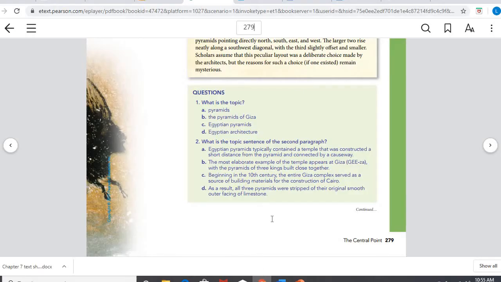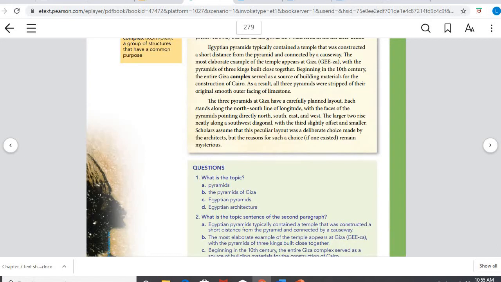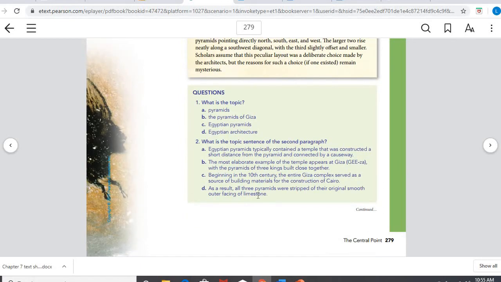All right, number 1, what is the topic? Our topic of all 3 of those paragraphs, yes, there are pyramids, but more specifically, they are the Egyptian pyramids. So, number 1 is C. Number 1 is C.